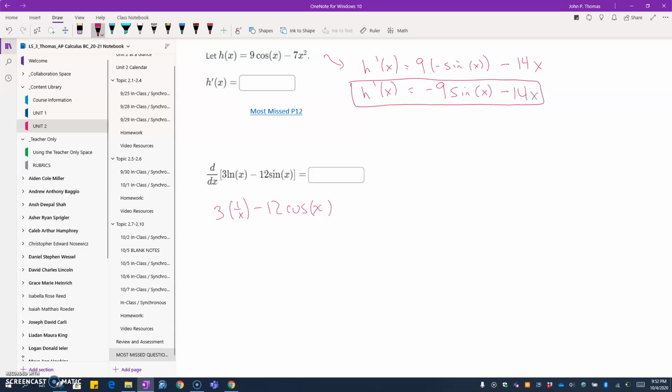Now, what we have to do is find what Khan Academy is looking for. So some possible options would be 3 over x minus 12 cosine x. All right, I would anticipate that's what they're looking for. If it does not take that, it might be looking for 3 times x to the negative first minus 12 cosine x. Now, obviously in a test situation for me, I would take either of those answers. Both would be totally okay. But again, when we're working on a platform like Khan, at times we do have to kind of get a feel for what they're looking for in their answers.